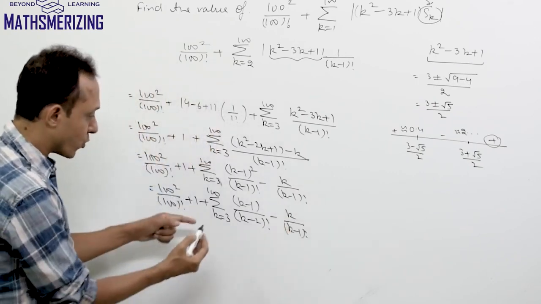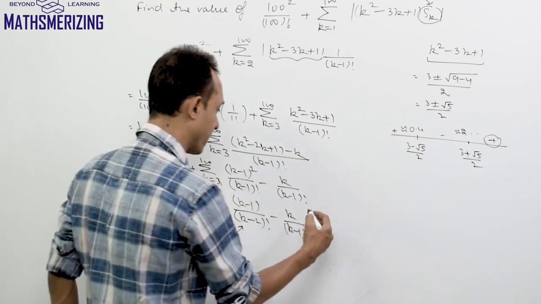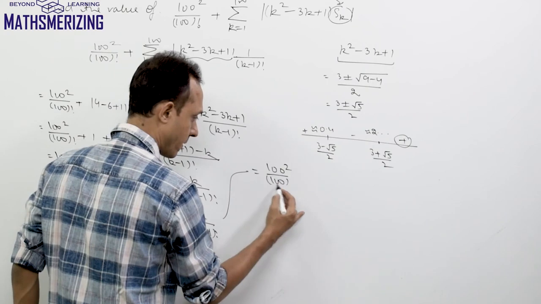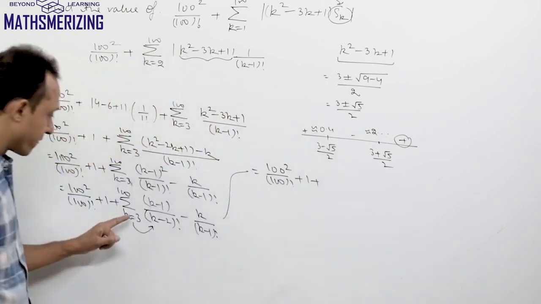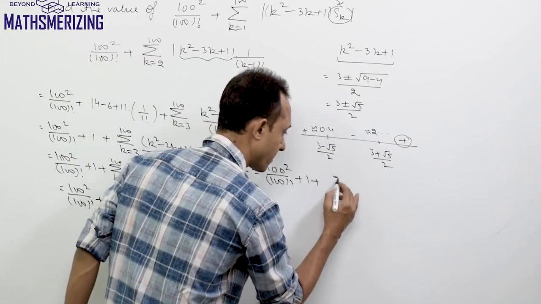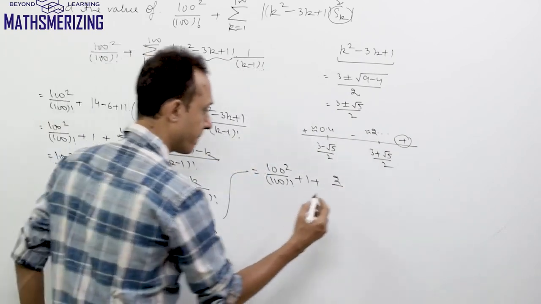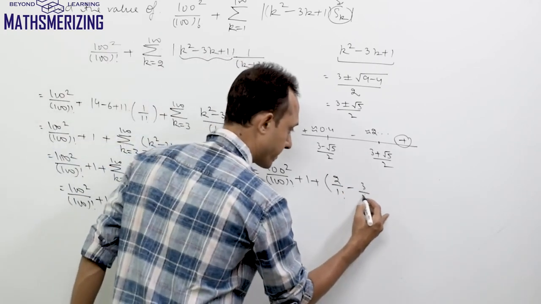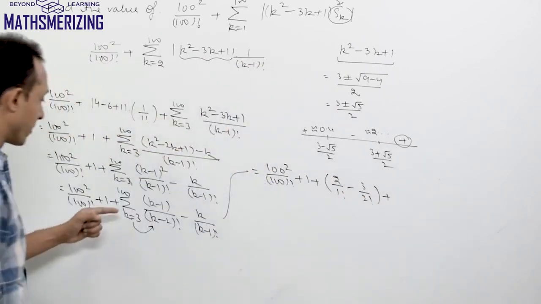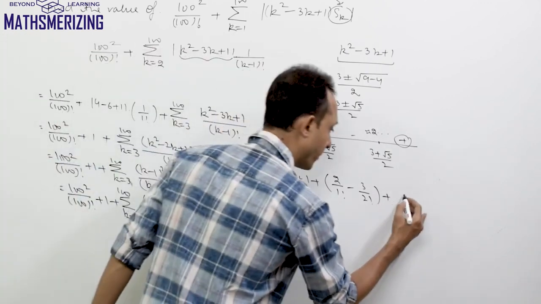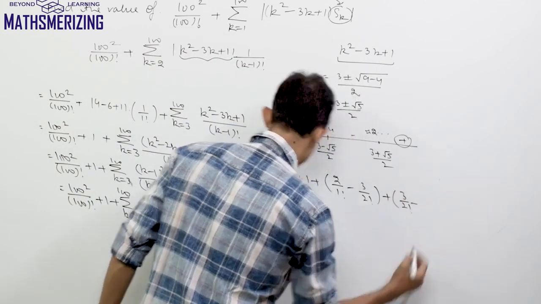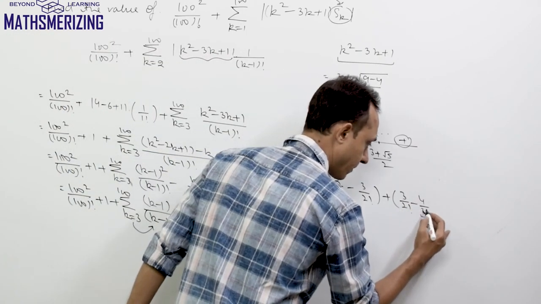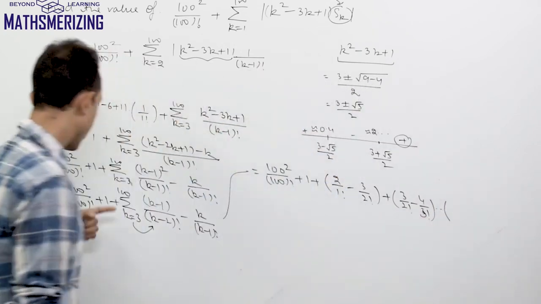So what I'll do is I'll start putting in the value of k. So this is 100 square upon factorial 100 plus 1. Now if I put the value of k as 3, I'll get 2 upon factorial 1 minus 3 upon factorial 2, plus, if I put the value of k as 4, I'll get 3 upon factorial 2 minus 4 upon factorial 3, and this series will continue up to 100.